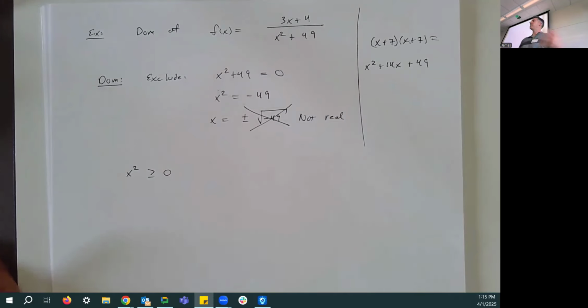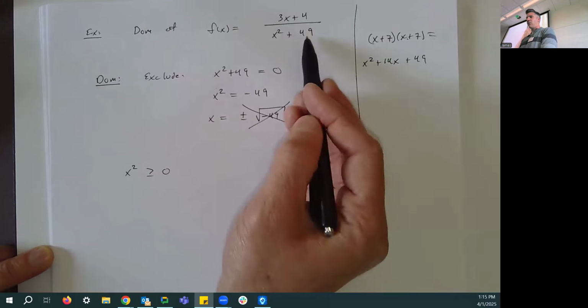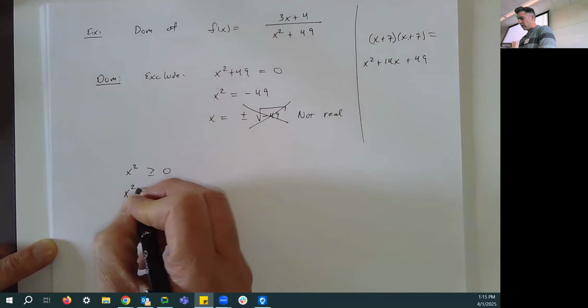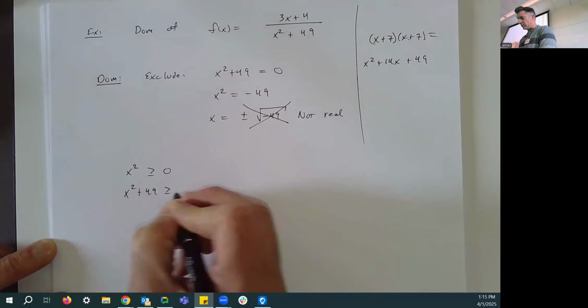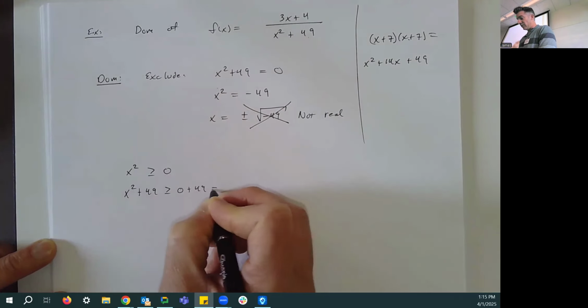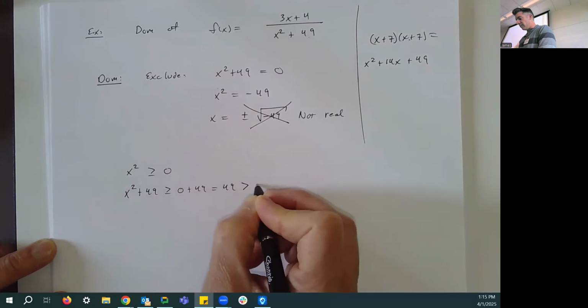Even if you picked, does anyone have a favorite negative number? No one's favorite number is negative 3, right? That'd be weird. But even if your favorite number was negative 3, negative 3 squared is negative 3 times negative 3, which is positive 9. So any number squared is bigger than or equal to 0. Specifically, if you pick 0, 0 squared is equal to 0. So x squared is bigger than or equal to 0. And then if I add 49 to both sides, x squared plus 49 is bigger than or equal to 0 plus 49, which is 49, which is definitely bigger than 0.